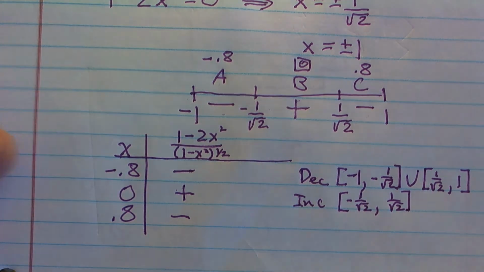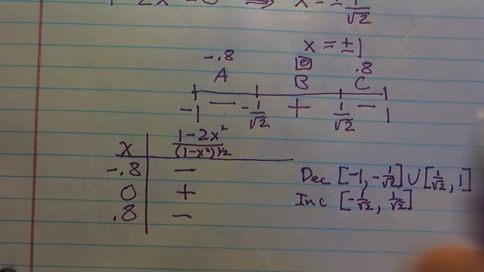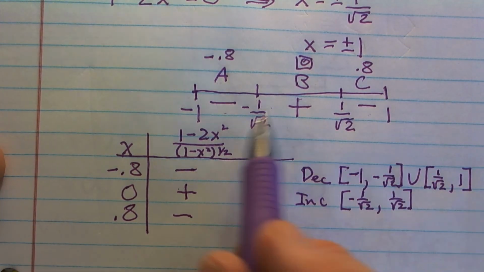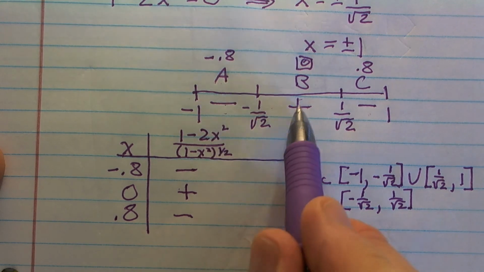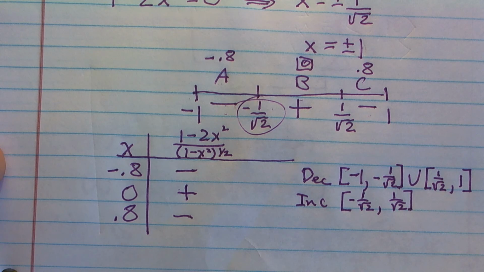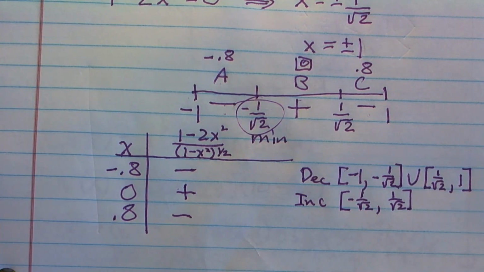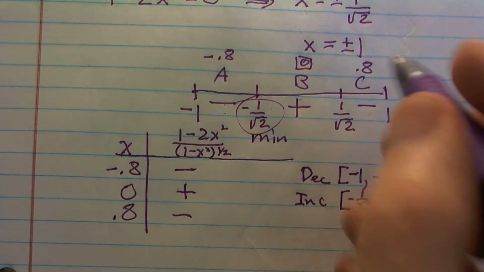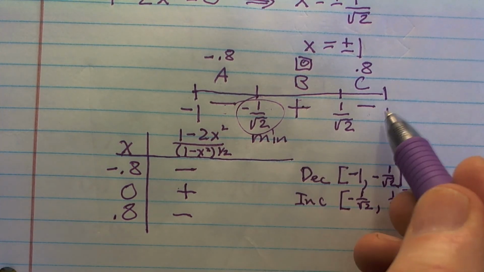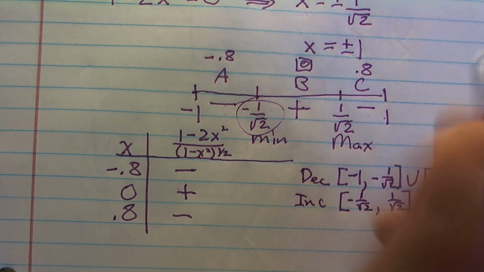Okay. Now, remember, here's where we apply the first derivative test. Remember, the first derivative test says if you go from decreasing to increasing, you've got yourself a minimum at that point. So we know that a minimum occurs right here at negative 1 over the square root of 2. And since we go from increasing to decreasing, a maximum occurs right here.